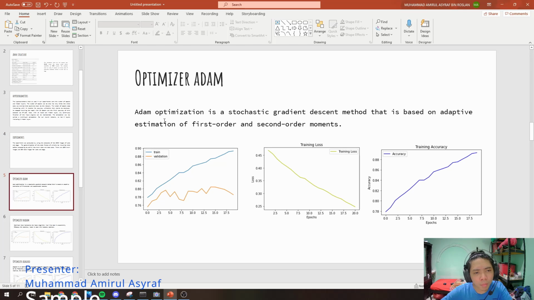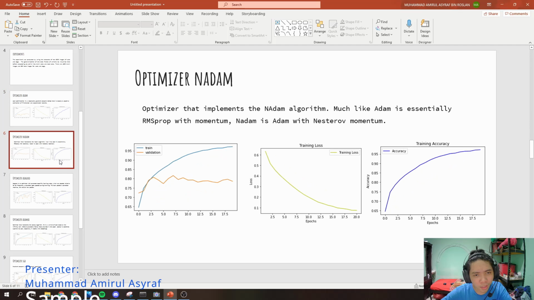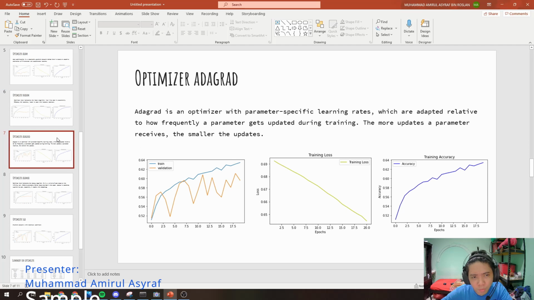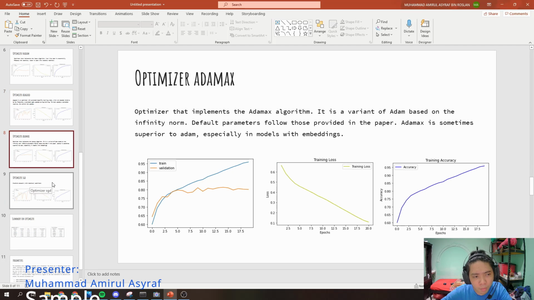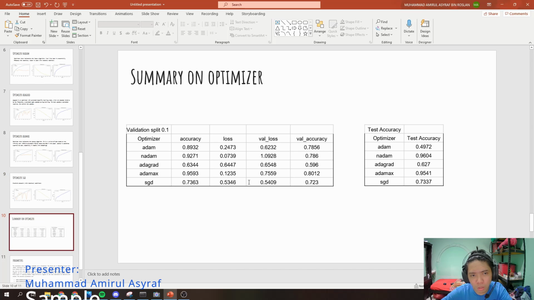So for the optimizer Adam, this is the result of our model. And then this is for the Adadelta. This will be the Adagrad. This will be Adamax, and this will be SGD. All of these graphs, all these models, we have trained one by one. So here is the summary of the optimizers.